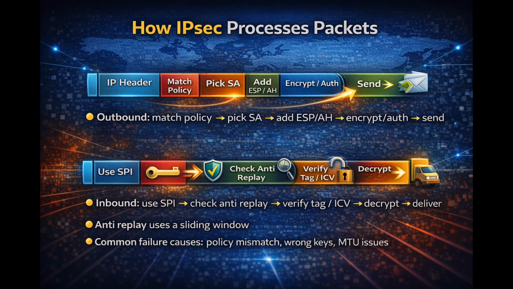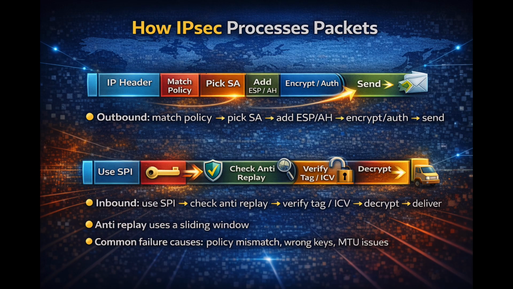On the outbound side, the device first checks the security policy database. Is this traffic supposed to be protected? If yes, it selects the outbound SA, inserts ESP or AH headers, encrypts if needed, computes the integrity tag, updates the sequence number, and sends the packet.